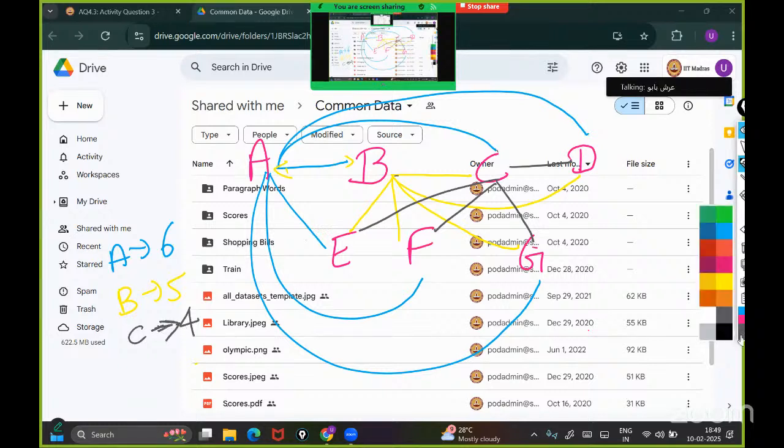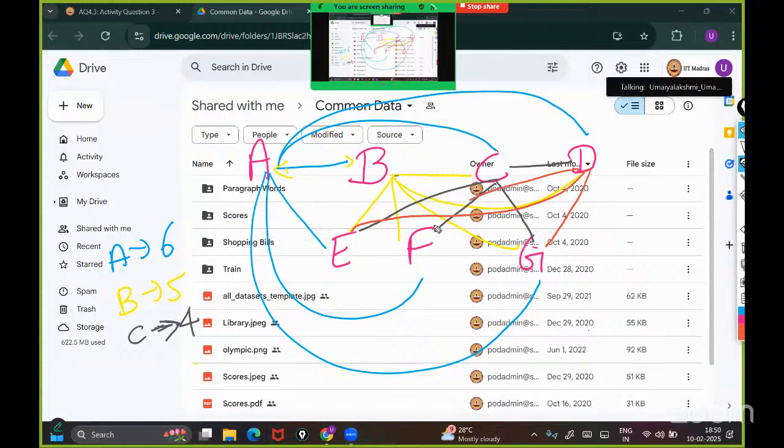Yes. Okay, understood. Now taking D. D has to be connected with how many? E, F, G, so 3. Yes, only these. So D has to be connected with 3: E, F, G.